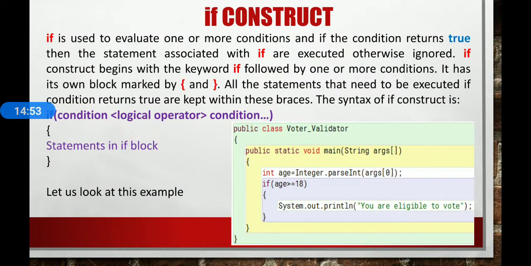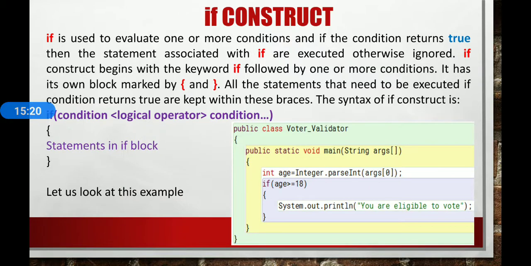Here the variable age is initialized with the value passed as argument to main. The value of variable age is checked to see if it is 18 or more. If so, the condition age greater than or equal to 18 will return true and the if block will be executed. The message "you are eligible to vote" will be displayed. For any value that is less than 18, the condition age greater than or equal to 18 will return false and the entire if block will be ignored.